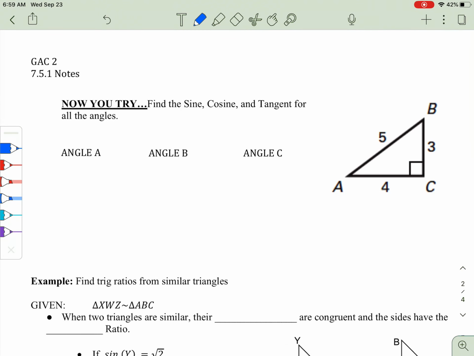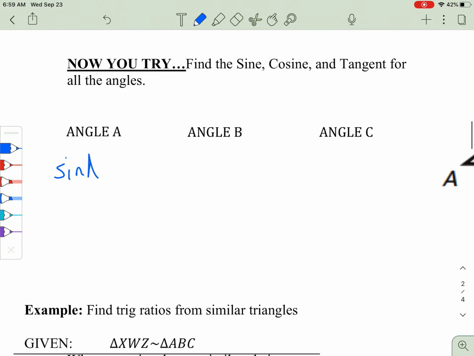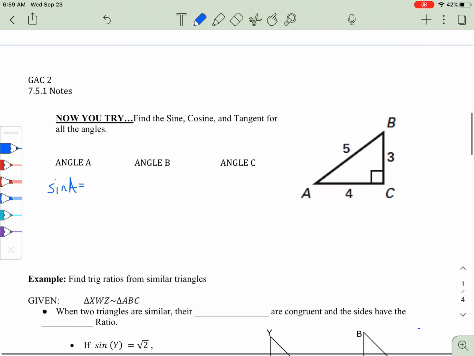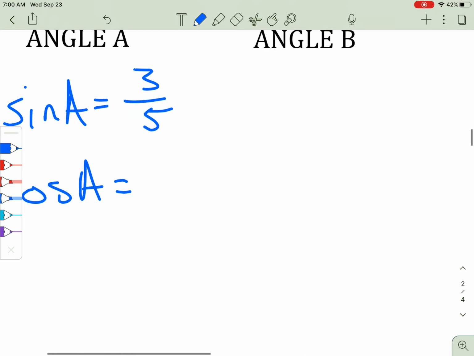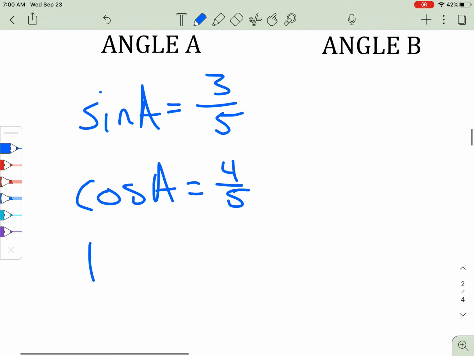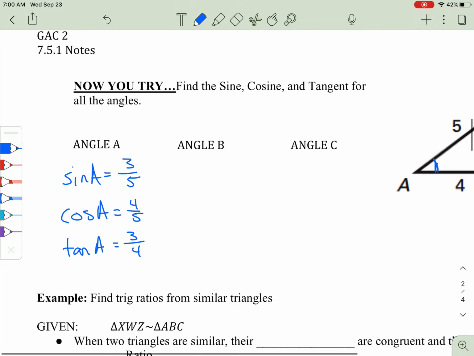So now I want you to go ahead and pause it, give this one a shot, and once you're done, go ahead and play the video. Okay. So now that hopefully you've paused, I'm going to give you the answers here. So angle A, sine of A, is opposite over hypotenuse. So if this is A, opposite is 3 over 5. Cosine of A is adjacent over hypotenuse. Adjacent side this time would be 4. And then tangent of A is opposite over adjacent.